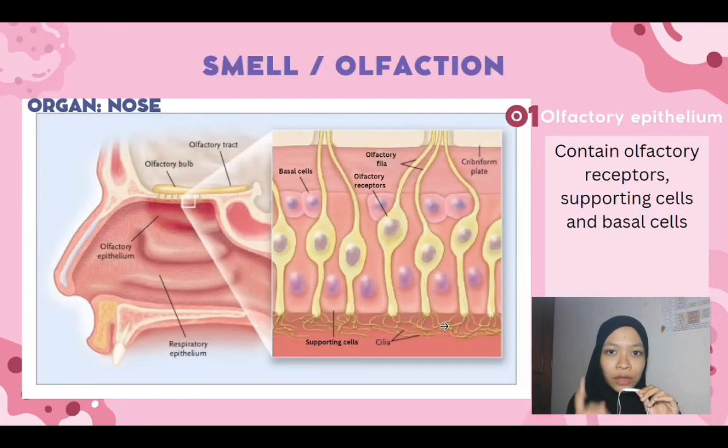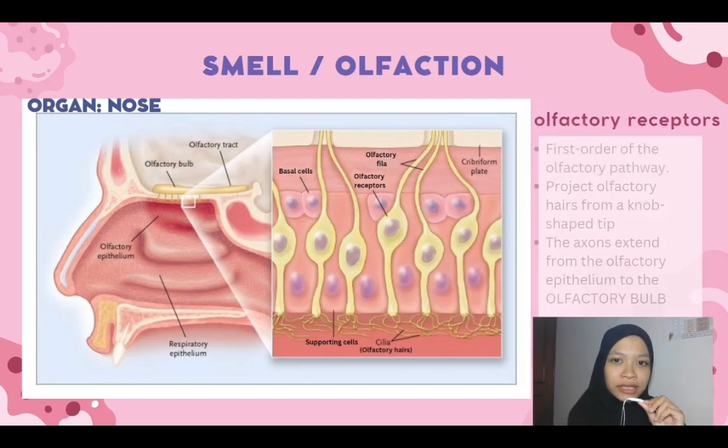The main organ is our nose. The first important olfactory organ is the olfactory epithelium, which occupies the superior part of the nasal cavity, covering the inferior surface of the cribriform plate, and it extends along the superior nasal concha. It contains olfactory receptors, supporting cells, and basal cells.